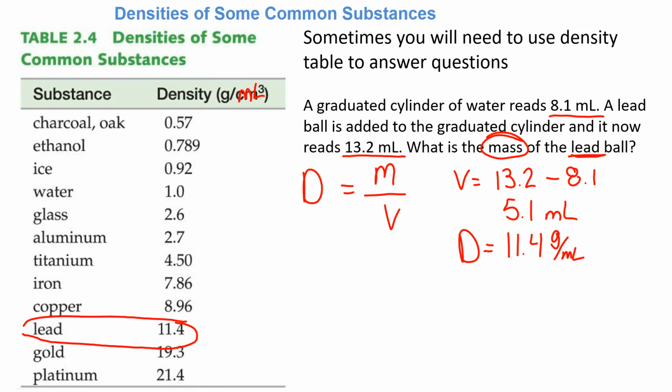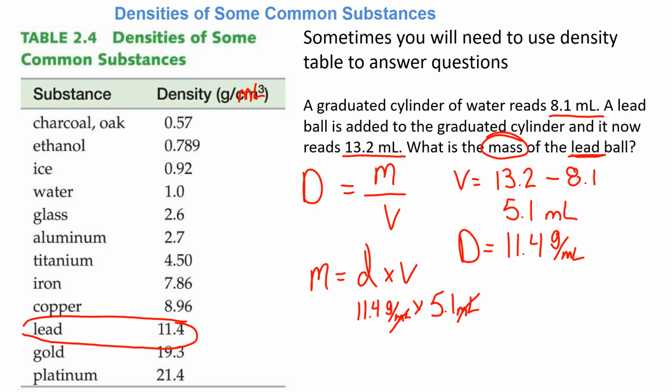So now I'm trying to solve for mass. Mass is density times volume. So I'm going to take my 11.4 grams per milliliter times 5.1 milliliters. Notice that I have milliliters in my denominator, so that cancels, leaving this with only grams. So what is our answer?